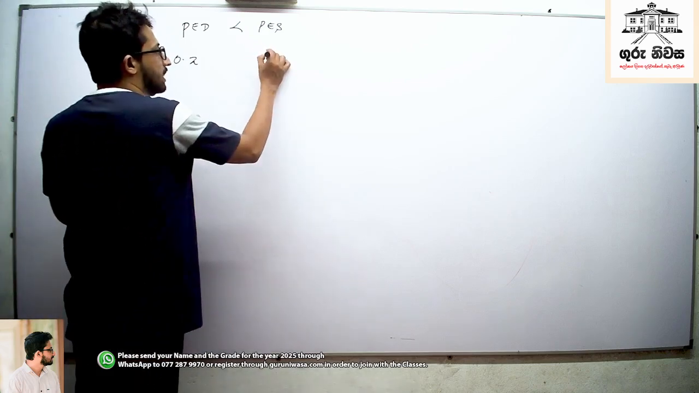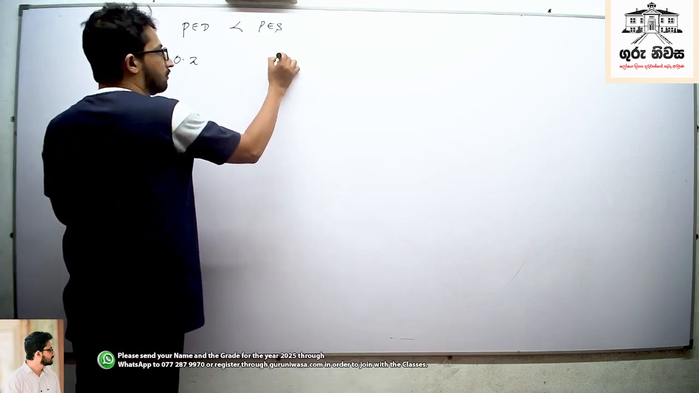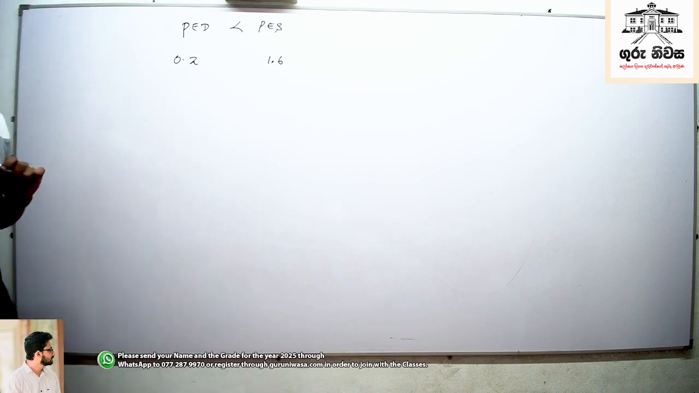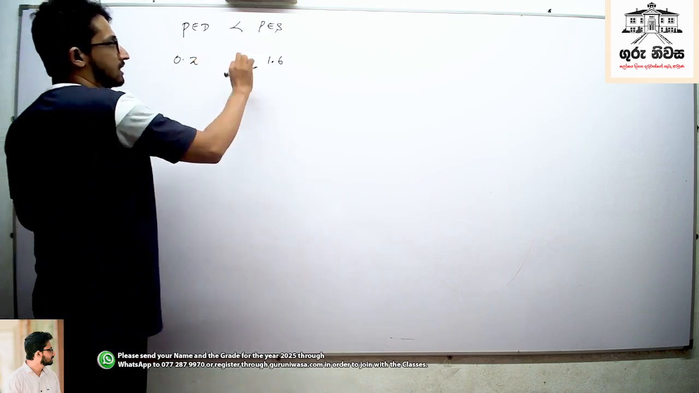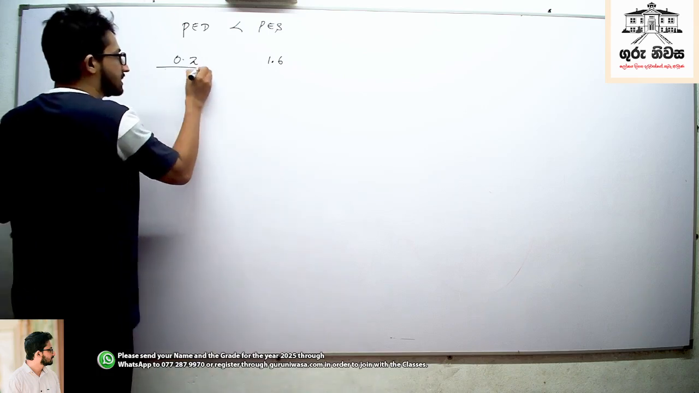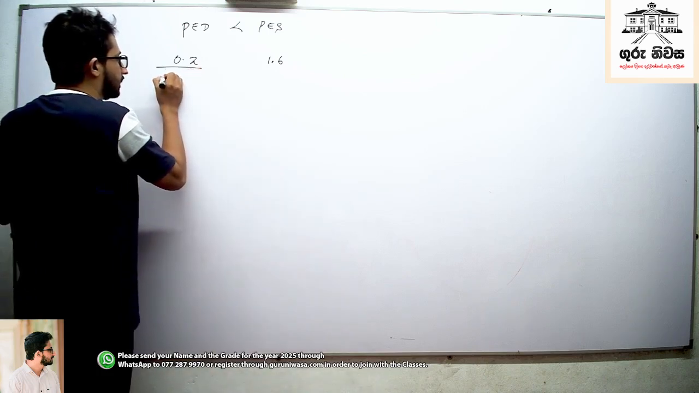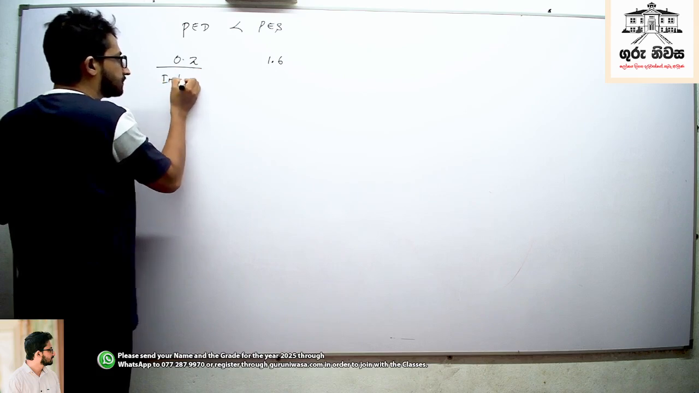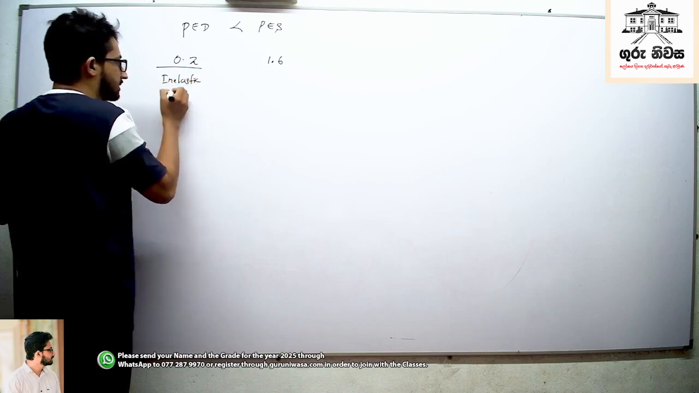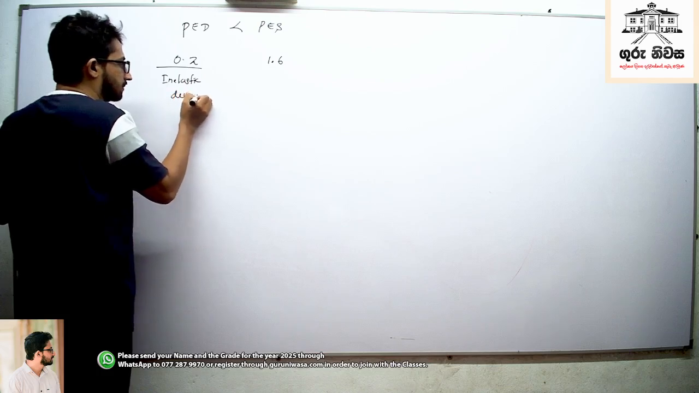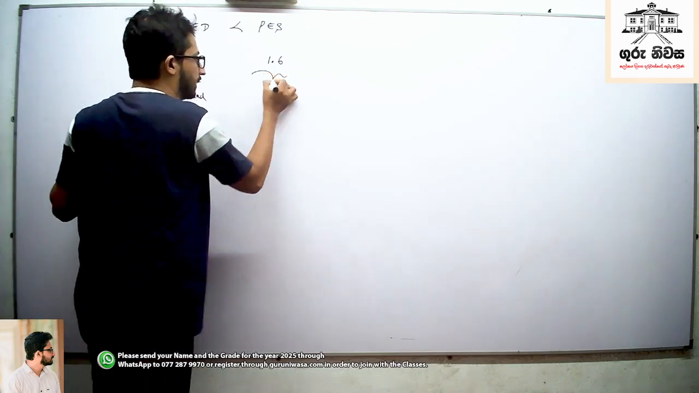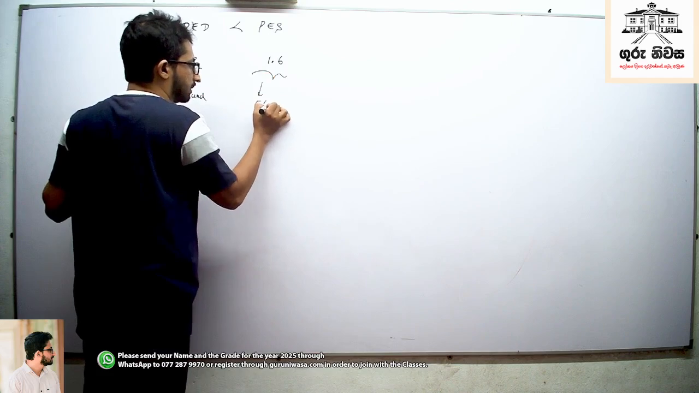Assume PES is 1.6. Because PED is less than 1, this is inelastic demand. 1.6 supply means elastic supply.